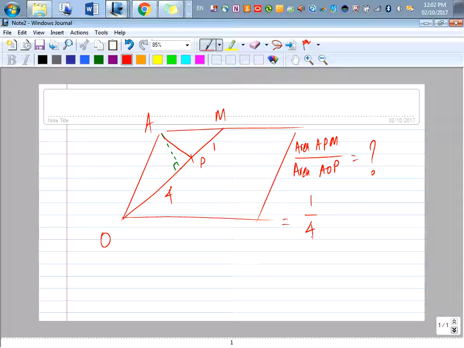And we managed to get this because we are using half times the base, which is 1, times the height, divided by half times the base, which is 4, times the height. Cancel, cancel, cancel, cancel, you get 1 over 4. This is how we usually solve questions when we are comparing the areas in vectors or other similar figures.